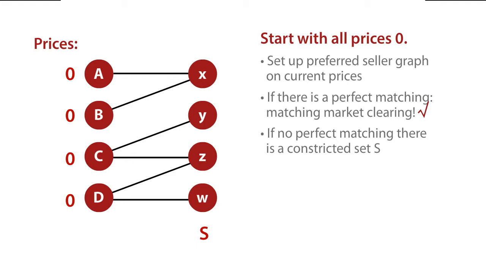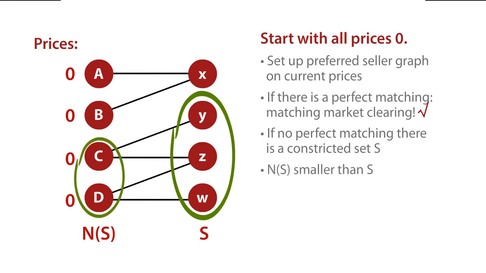So where is this constricted set? In this particular graph, I circled with S the constricted set. What makes a constricted set special is that it doesn't have enough neighbors. If I look at the neighbors, it has fewer neighbors than the size of S. What this means is that this neighbor set, which is C and D in our case, is over-demanded. There are only 2 items in it, and there are 3 people who would prefer to get one of those.